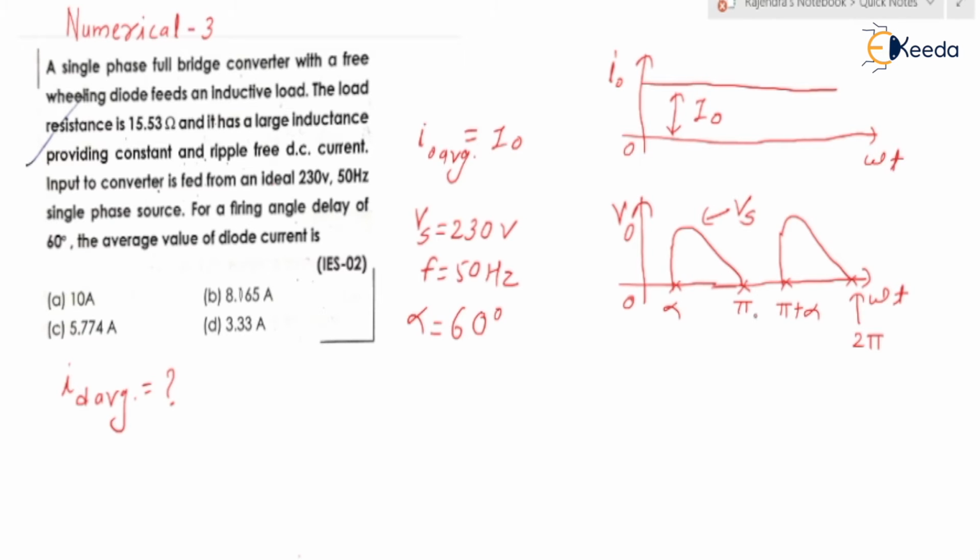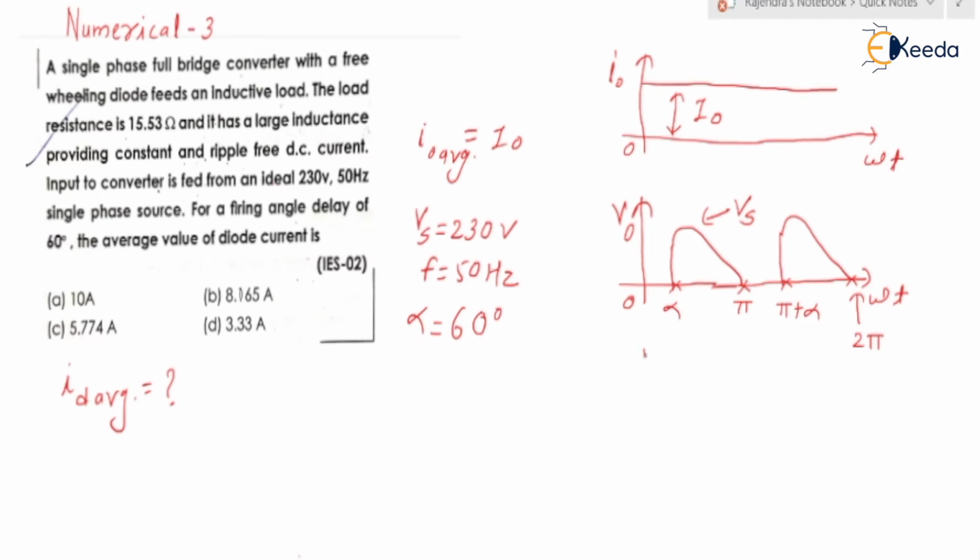Next, pi to pi plus alpha. Whatever energy was stored by the inductor from alpha to pi, the inductor will release during pi to pi plus alpha. Similarly, from pi plus alpha to 2 pi, thyristors T3 and T4 will be in the on state, and the inductor goes on storing the energy. Similarly from 2 pi to 2 pi plus alpha, that is the same as 0 to alpha, the inductor releases the energy.